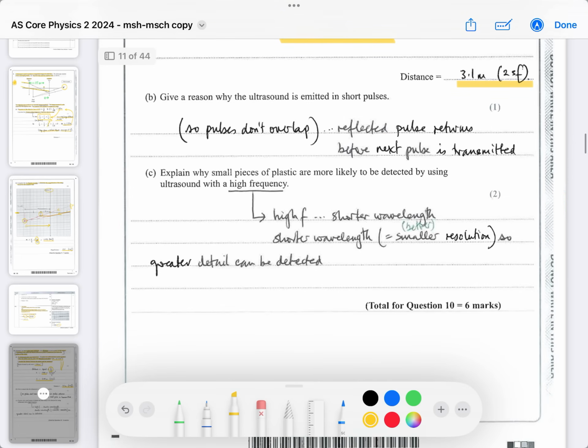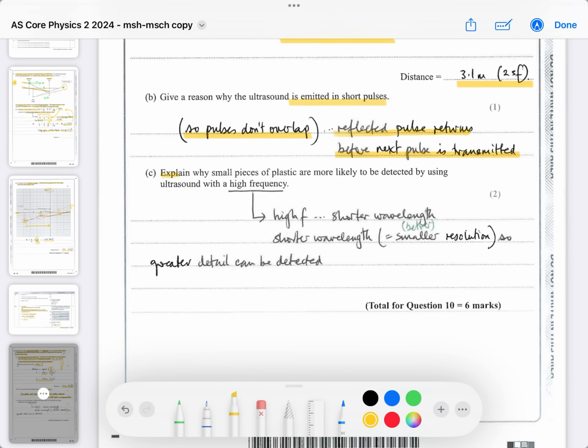Give a reason why the ultrasound is emitted in short pulses. Well, you're going to constantly be sending them out, and you're looking for the echo to return, so we don't want the pulses to overlap, otherwise you'll get confused as to which one it was. So the reflected pulse should return before the next pulse is transmitted. Basically it's looking for echoes.